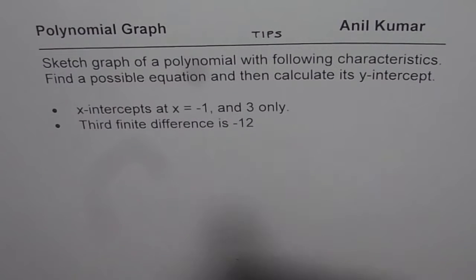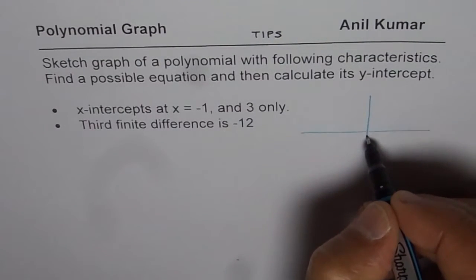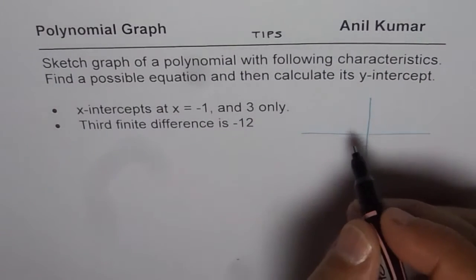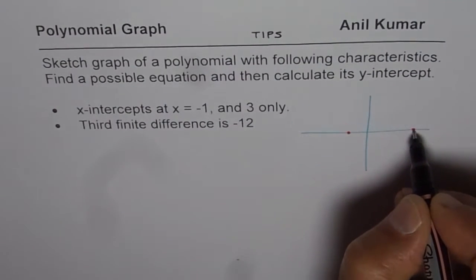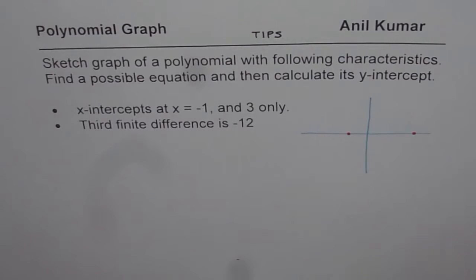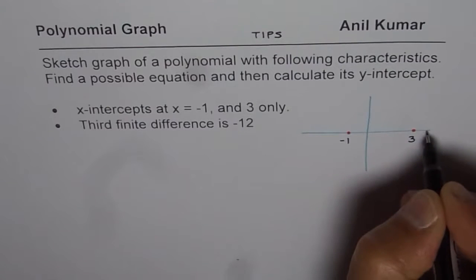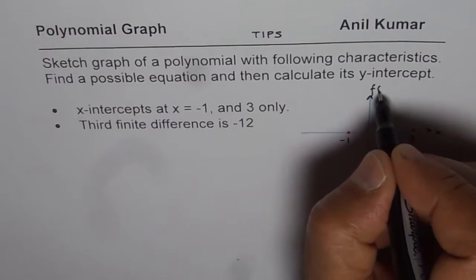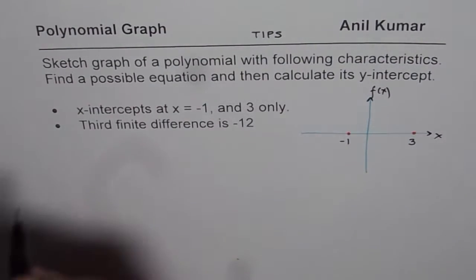Now let us understand what is given to us. So let me sketch here. That's the coordinate plane. We are saying we have two x-intercepts. One is at -1, and then the other one is at 3. So let me say these are my x-intercepts. And now we are also given that the third finite difference is -12.